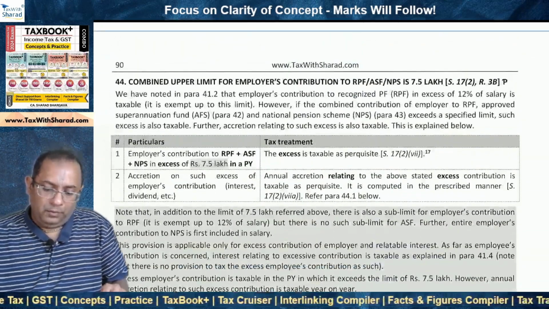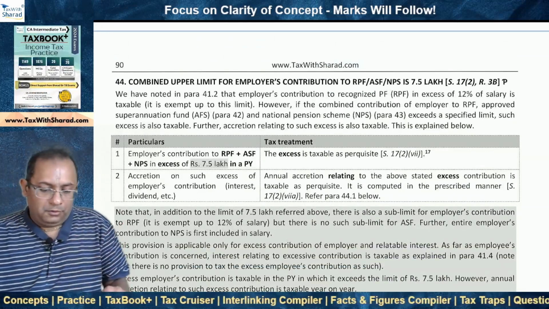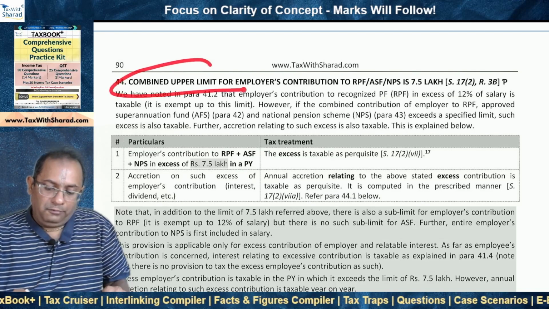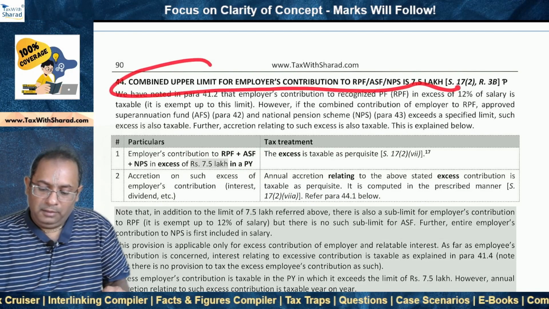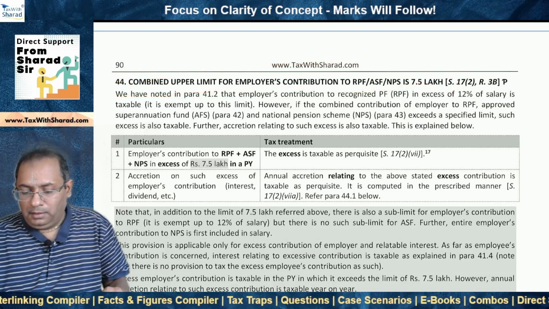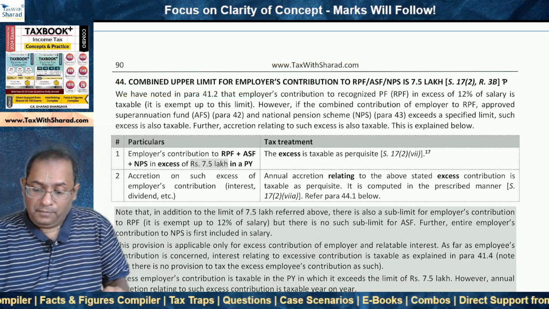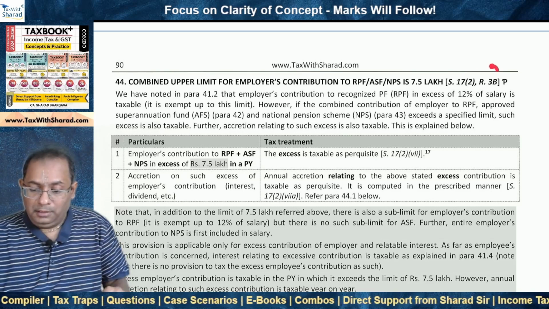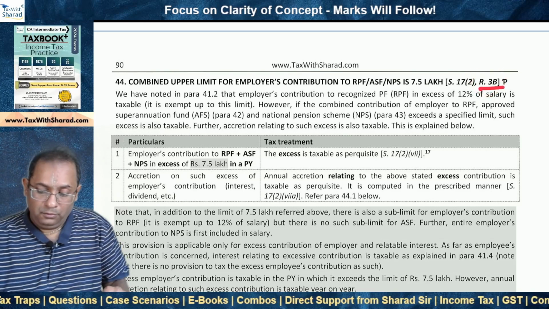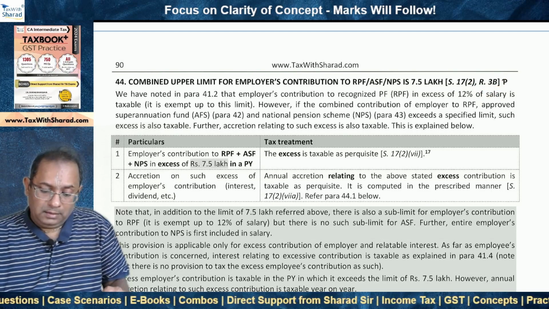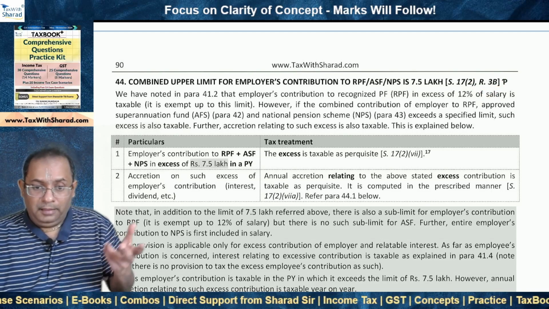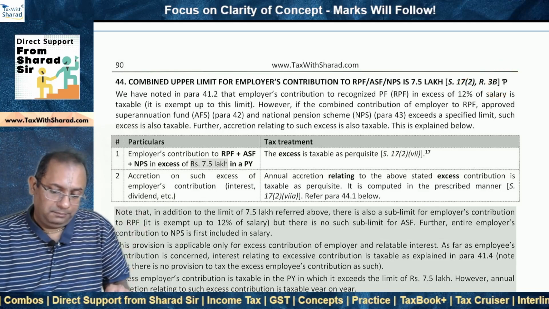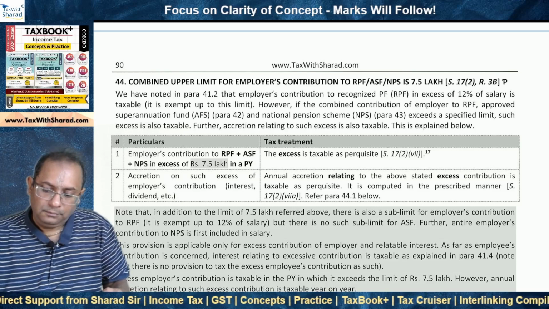So now we come to the point where we will discuss the combined upper limit for employers' contribution to RPF, ASF and NPS exceeding 7.5 lakh, and how to compute the amount which is taxable. This is provided under Rule 3B, and this excess and the interest related to the excess, as we discussed, is taxable, and it is taxable as perquisite. Okay.